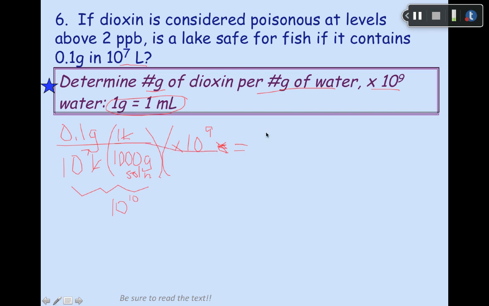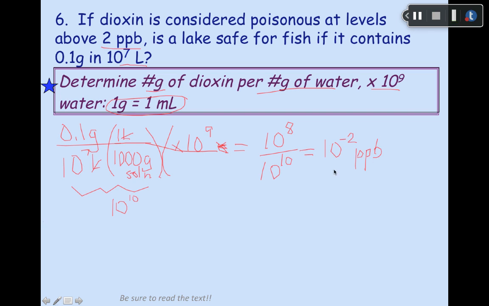And the numerator is 1/10 of 10 to the 9th, so we have 10 to the 8th. And on the bottom we have 10 to the 10th. And so that is subtracting the exponents, the top from the bottom, we get 10 to the minus 2, and the answer is in parts per billion because we multiplied times 10 to the 9th. And is it safe for the fish? Oh, it's way safer. It's not even 2 parts per billion. Oh, wait a minute, that was our unit that we were aiming for.